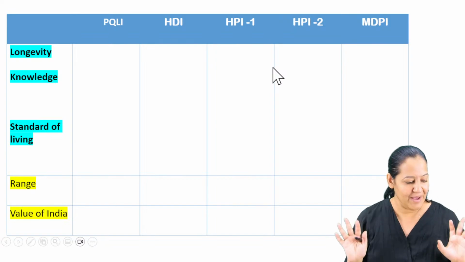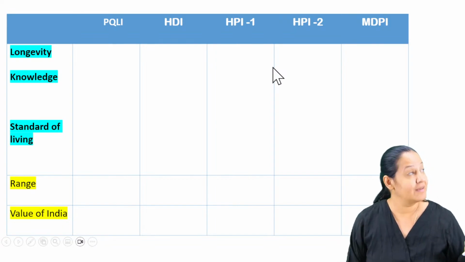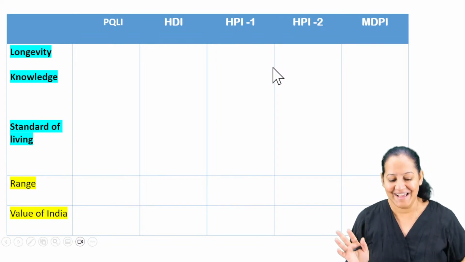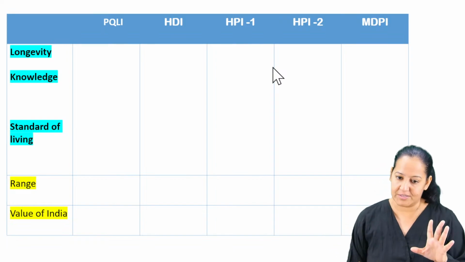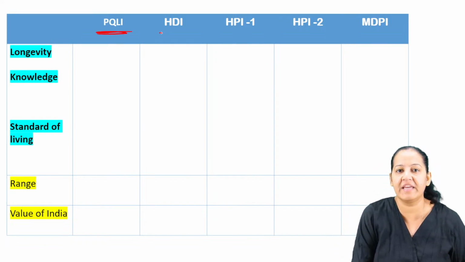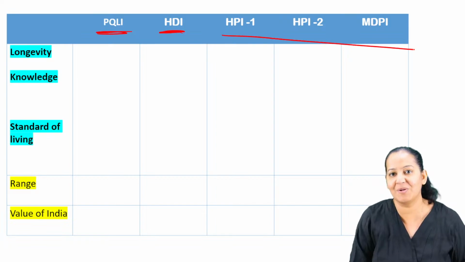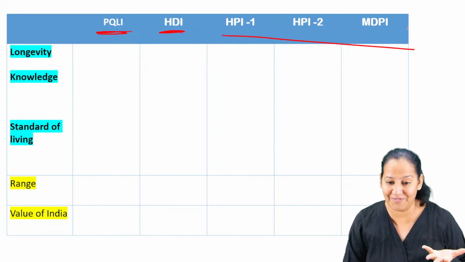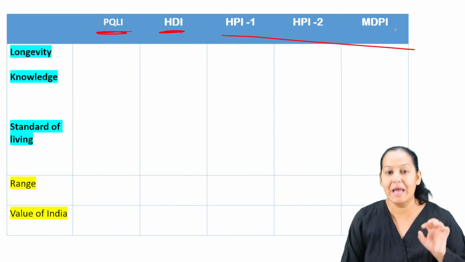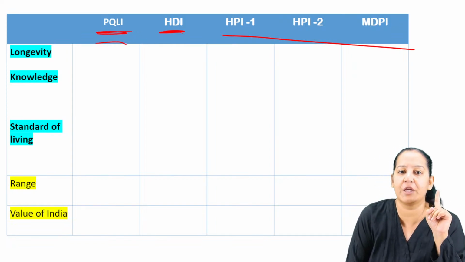We are done. Out of them, the most important are the first two. Maximum chances you will get questions there. But I told you these also because nowadays you don't know the level of the question and sometimes the question can be from these. But most commonly you get questions from PQLI or HDI.